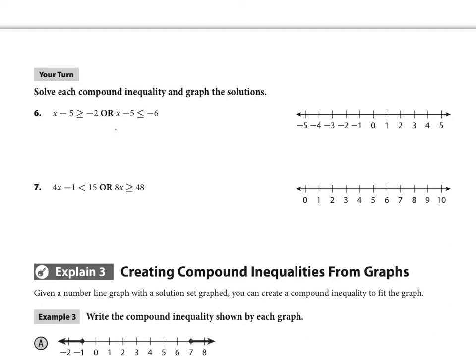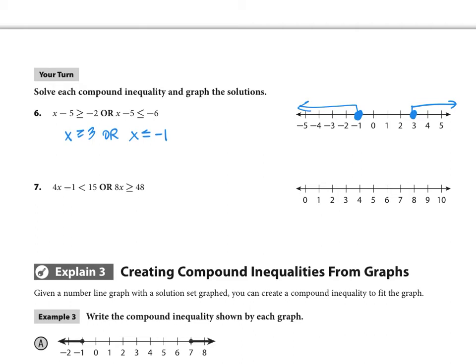So number 6, I'm going to add 5 to both sides and I get x is greater than or equal to 3, or x is going to be less than or equal to -1. That's when I add 5 to both sides. So let's go ahead and graph this. X is greater than or equal to 3, which means closed circle at 3 going to the right. Or x is less than or equal to -1, closed circle, -1 going to the left.